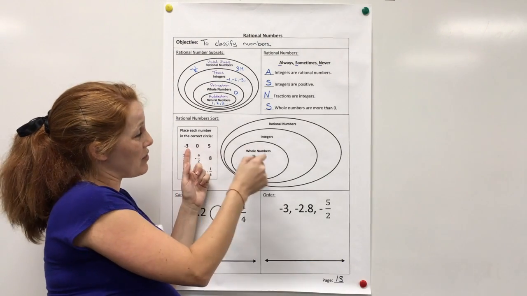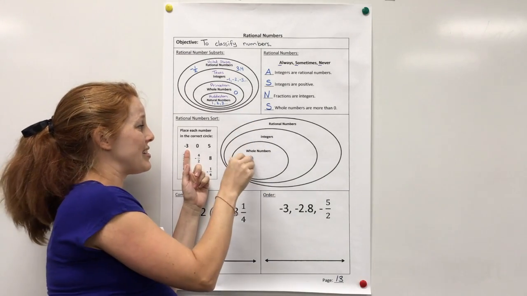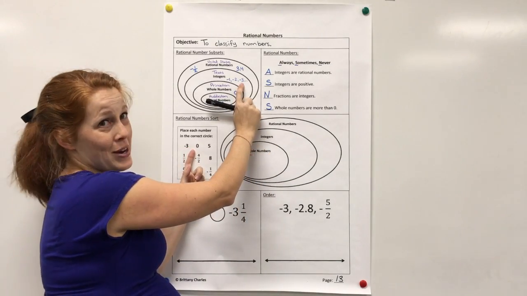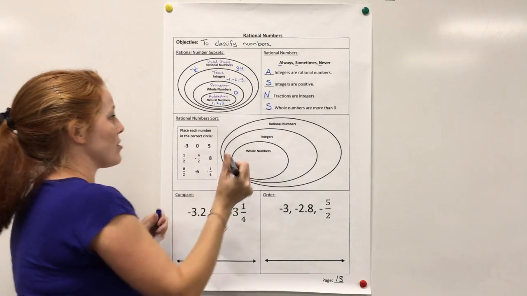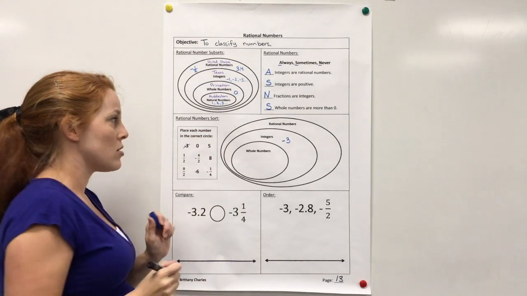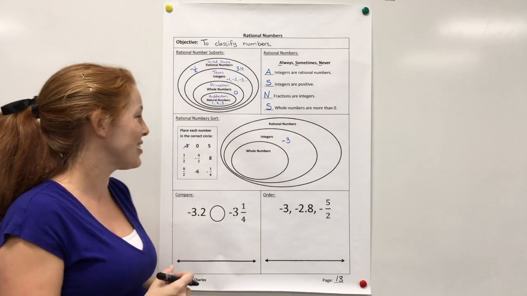Okay, so let's take, for example, -3. Well, can I put a negative inside whole numbers? No, because whole numbers are never negative, so it does not go here. How about integer? Well, actually, I see it right here, so I know that would make sense. So yes, I can put it right here. So -3, and I'm going to cross that out. Okay, we'll do one more together, and then I'll have you try the rest.